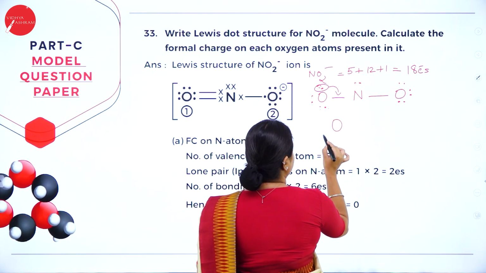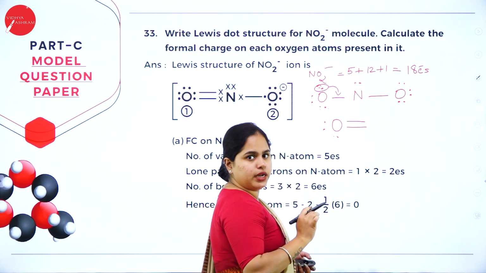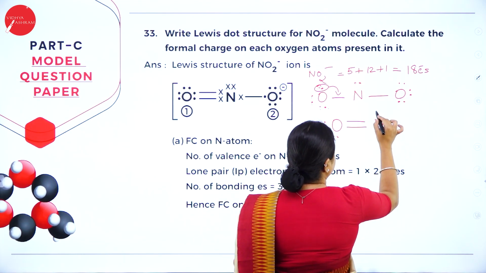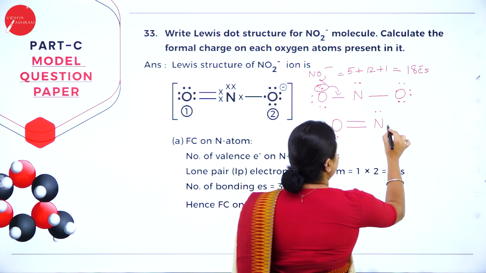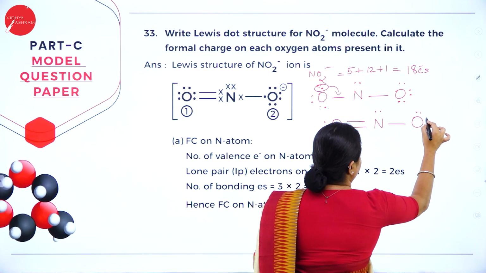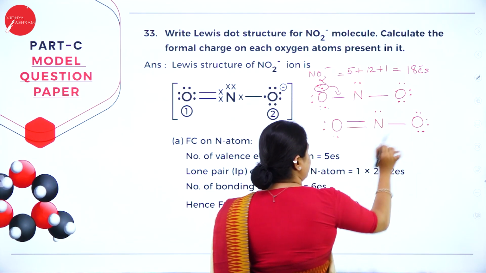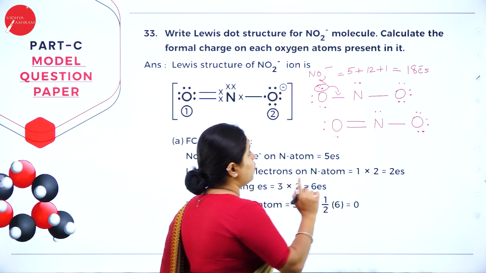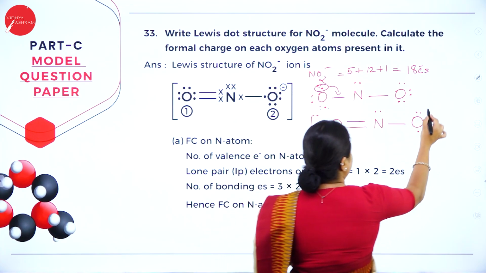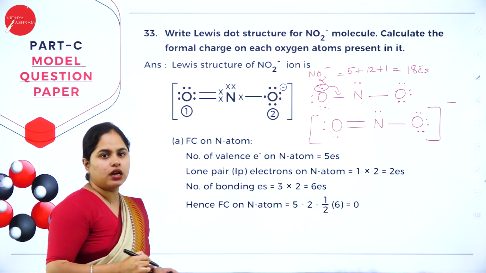So what will be your structure? This will become a double bond here, and on the nitrogen there is 1 lone pair, and a single bond to the other oxygen. Now let's count for the nitrogen, 1, 2, 3, 4, 5, 6, 7, 8. So every atom is getting 8 electrons in its outermost shell. And a very important part to remember: there is a minus charge also, so we have to represent that as well. So this is the structure.